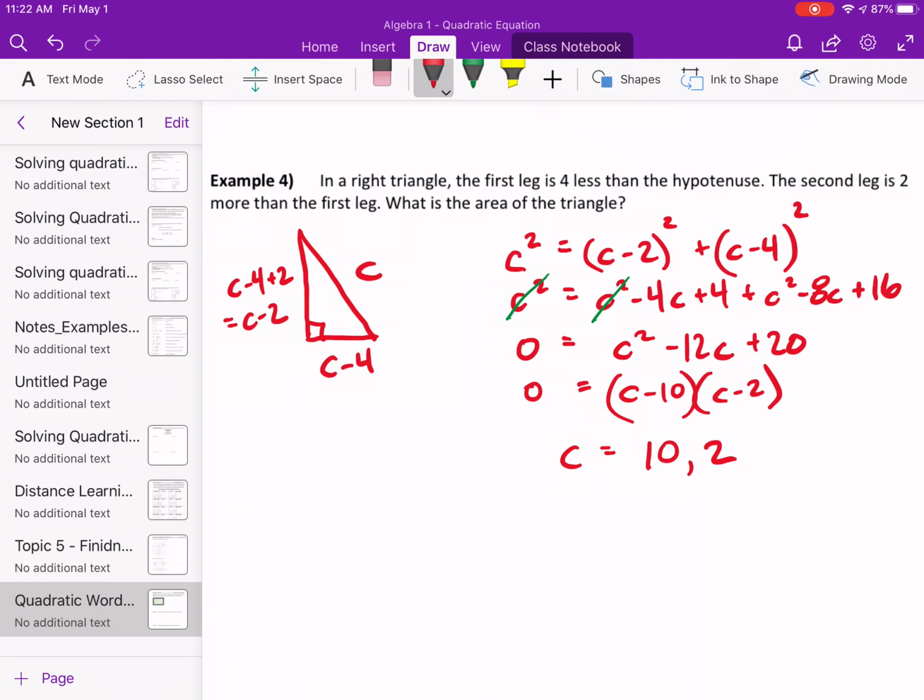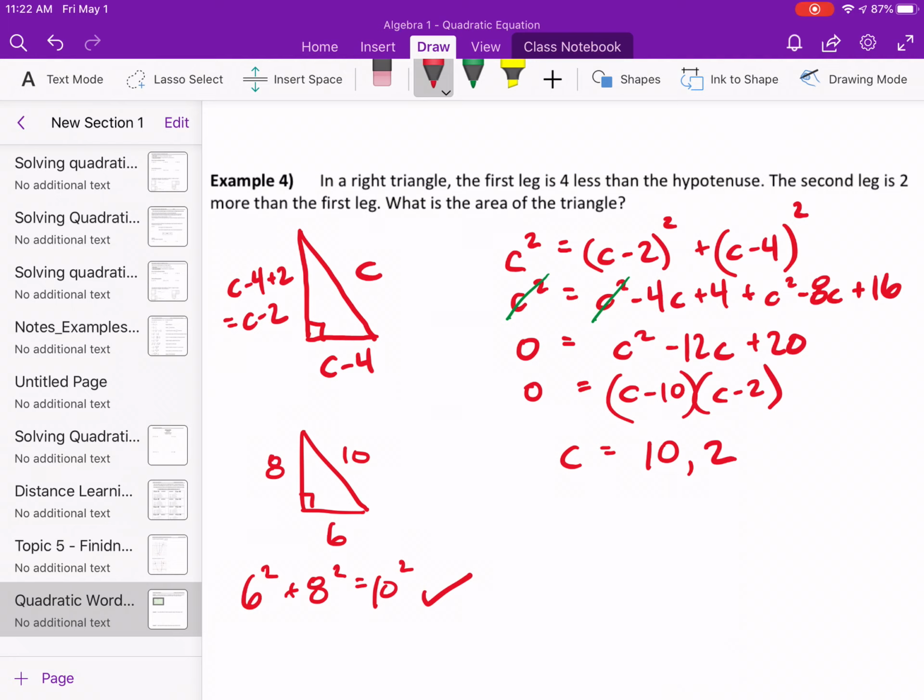So if my hypotenuse is 10, my triangle would look like this. 10, 6, 8. And that is a right triangle because 6 squared plus 8 squared equals 10 squared. That checks.